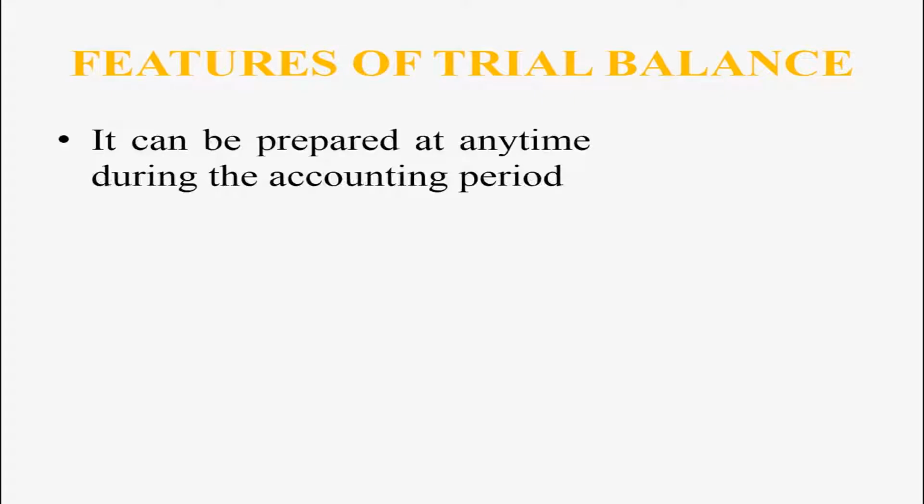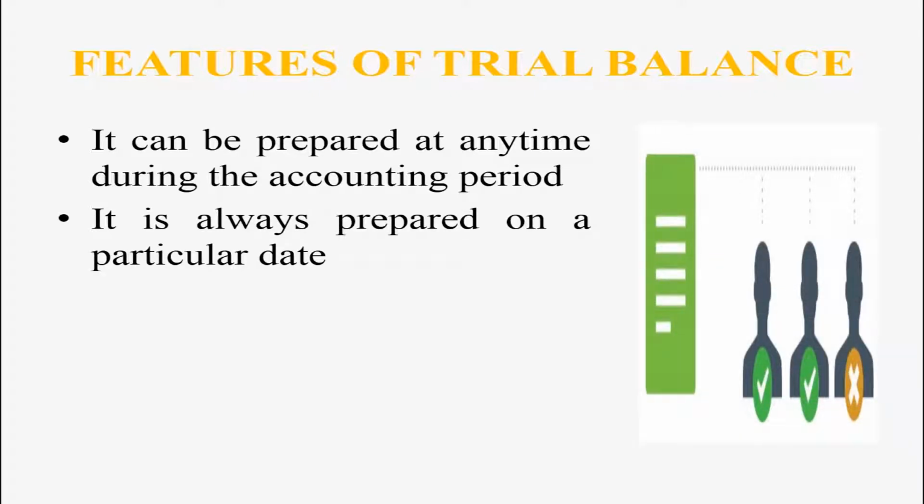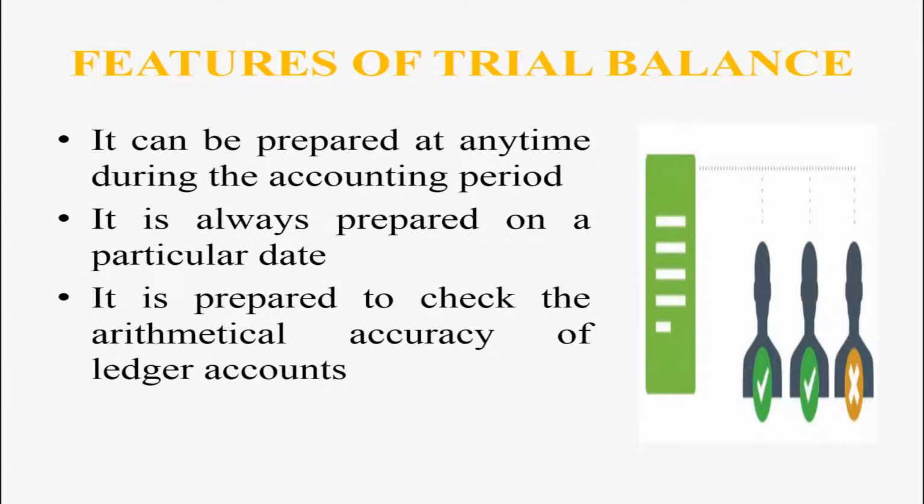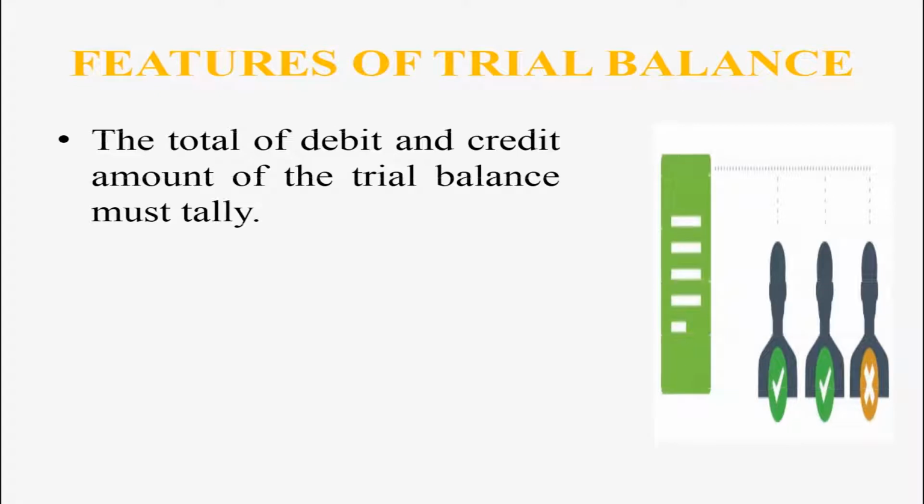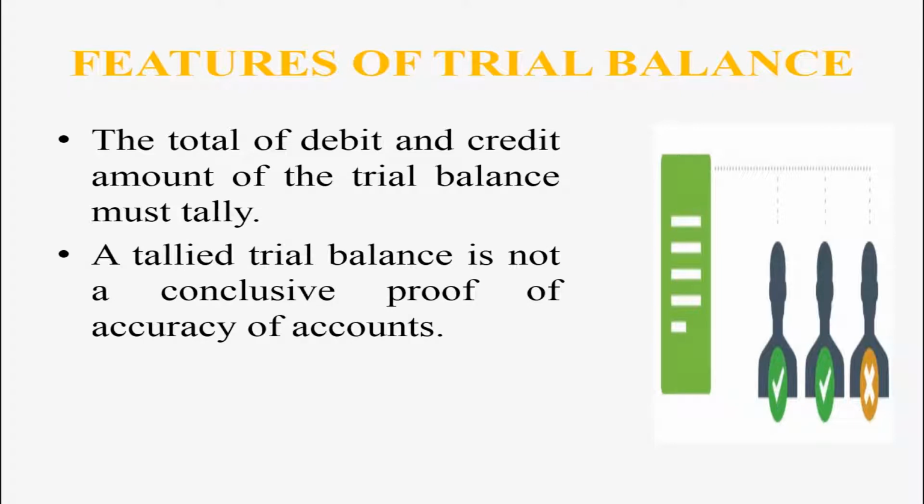It can be prepared at any time during the accounting period, say weekly, fortnightly, monthly, quarterly, and half yearly. It is always prepared on a particular date. It is prepared to check the arithmetical accuracy of ledger accounts. The total of debit and credit amounts of trial balance should always tally. At last, a tallied trial balance is not a conclusive proof of accuracy of accounts.